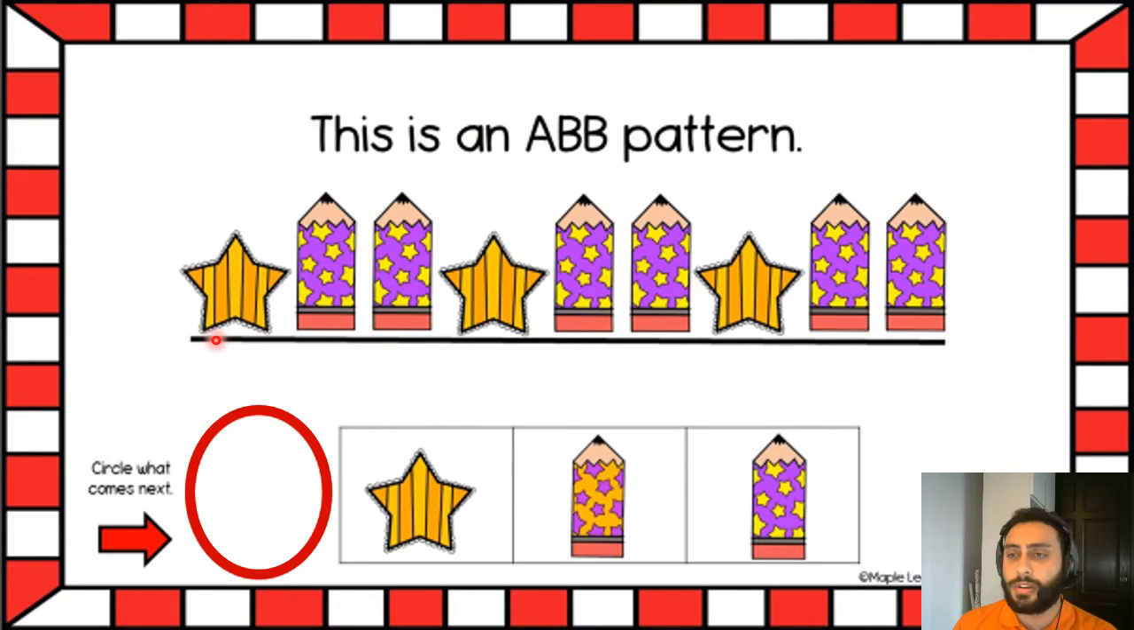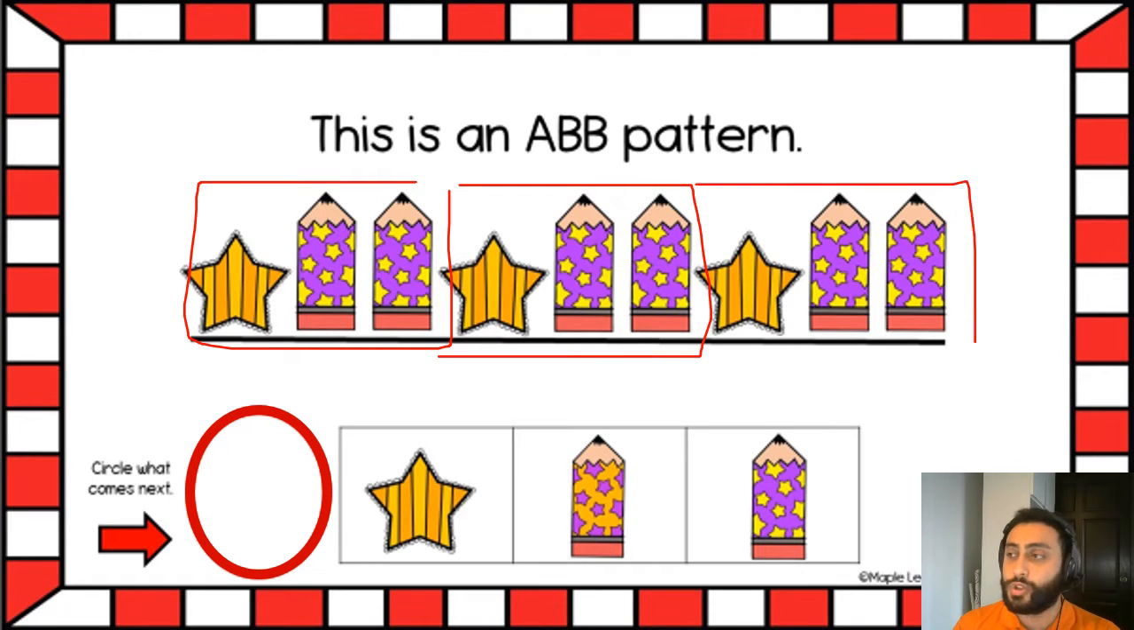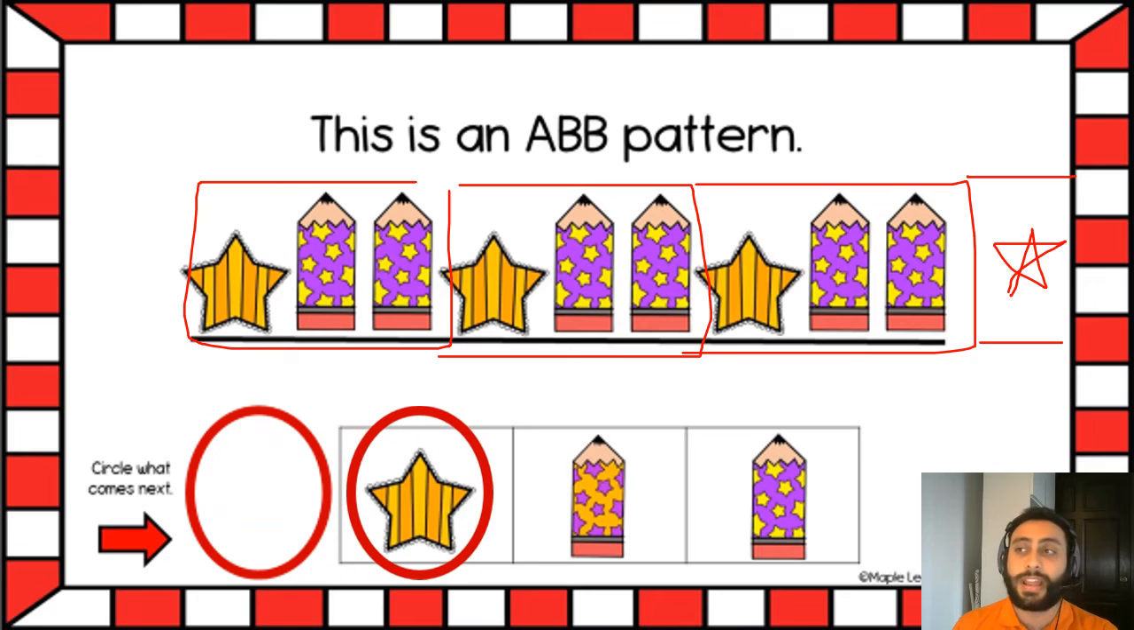This is an ABB pattern. Okay, we look at here: star, pencil, pencil, star, pencil, pencil, star, pencil, pencil. You can see the pattern already. It's one star, two pencils. That's the pattern that keeps repeating itself like this. See, this is the repeating part. It keeps repeating itself. So we know that the next one is going to start with a star. So this is an ABB pattern. You see A and then B, B because these two are the same.